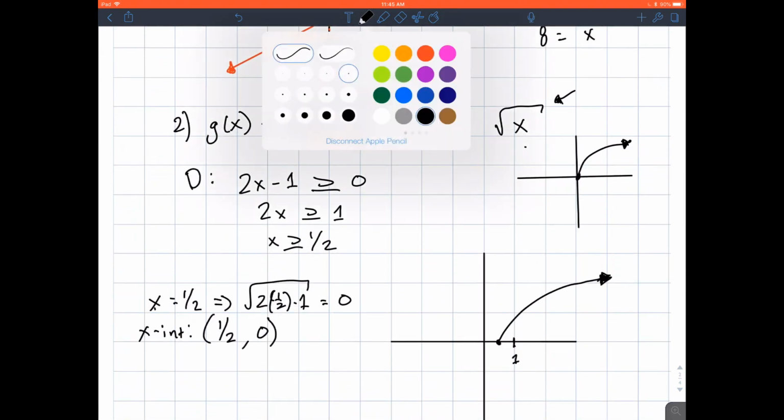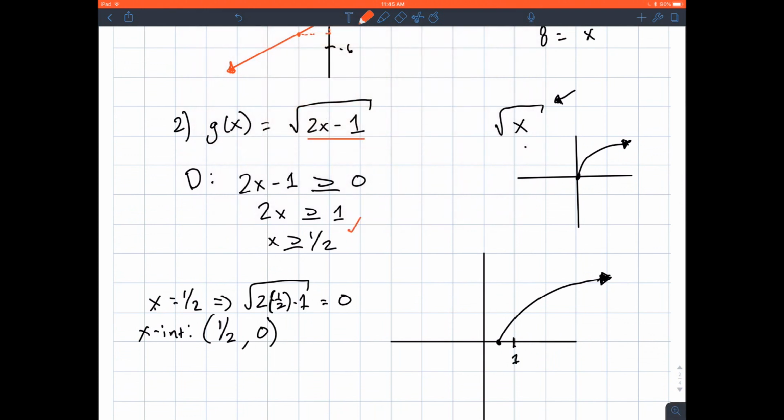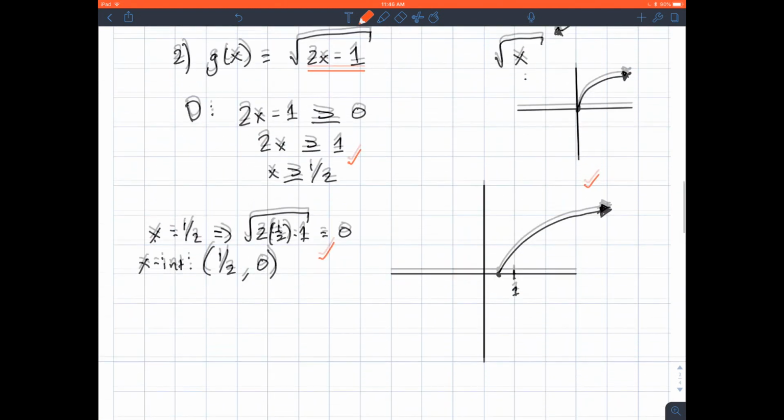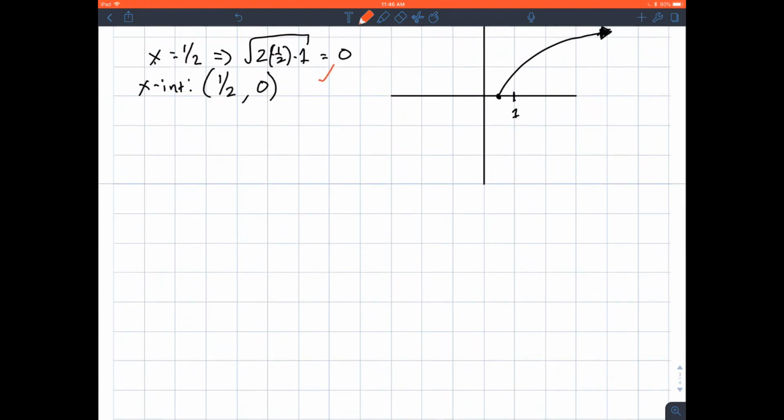Found the domain, check. Found the x-intercept, or intercepts, excuse me, check. And we sketched the graph, check. That's all good. And no asymptotes. Okay, there's problem number 2.